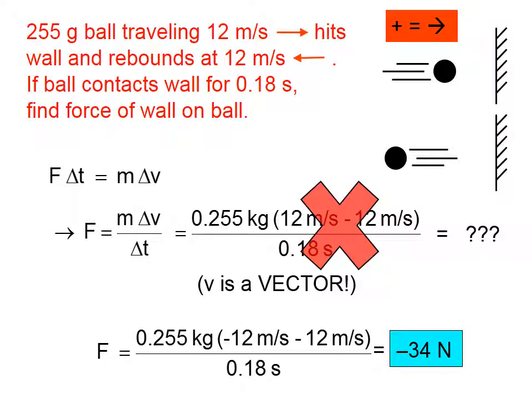And that gives us a force of negative 34 newtons, meaning negative 34 newtons in which direction? To the left. Because again, if you look in the upper right corner, I chose positive to be to the right. Well, clearly, if the ball was traveling right and then bounces back to the left, the wall must have a force on the ball to the left, which is in the negative direction.